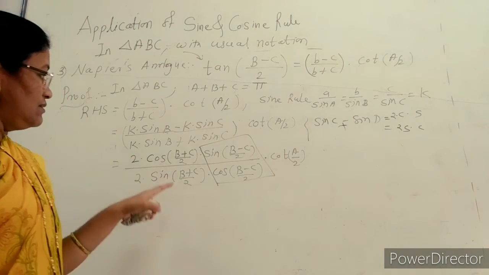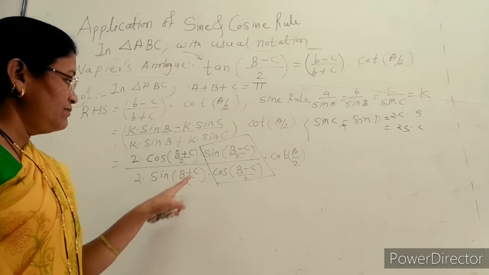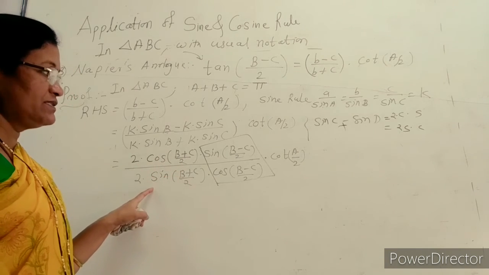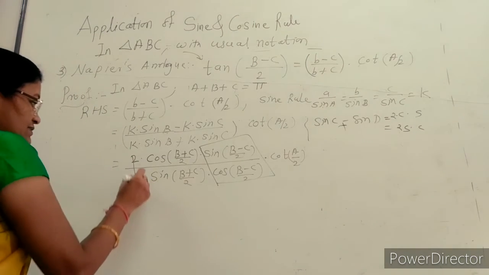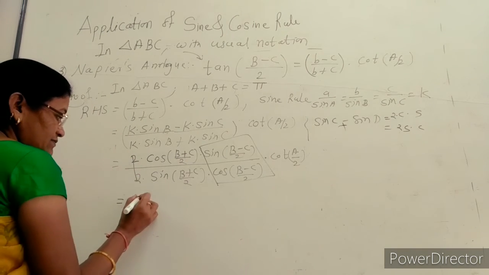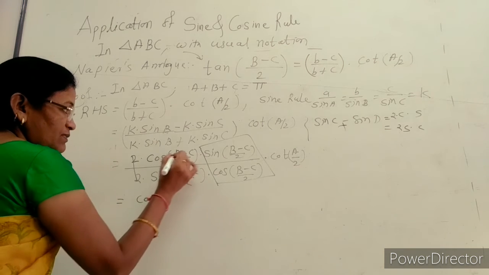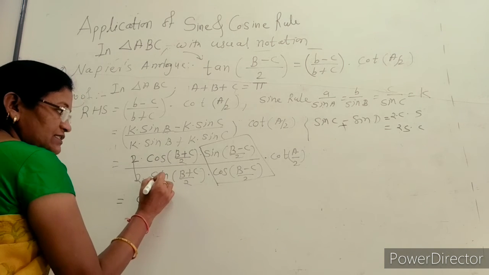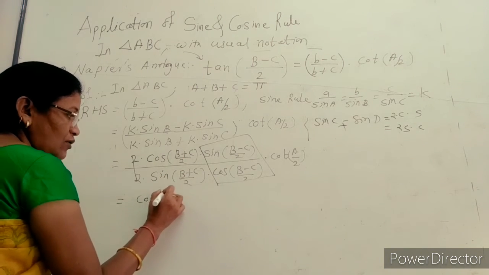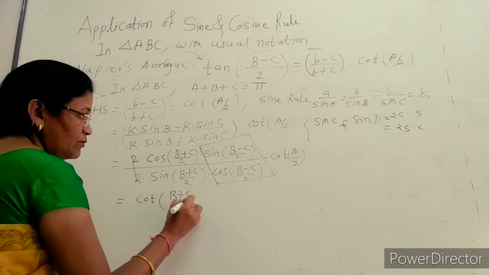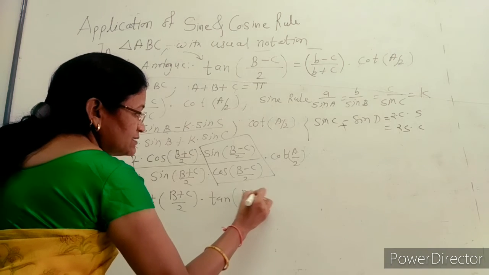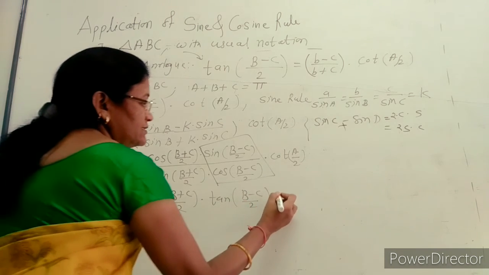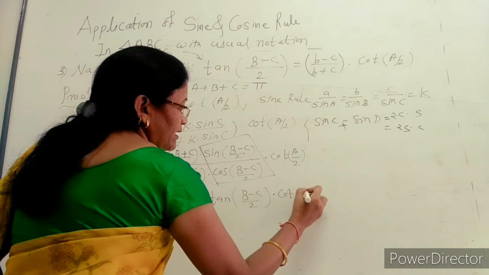Cos of (B plus C) upon 2 upon sin of (B plus C) upon 2 gives cot of (B plus C) upon 2, which can be easily cancelled out with cot A by 2 afterwards. This is tan of (B minus C) upon 2, and this is cot A by 2.